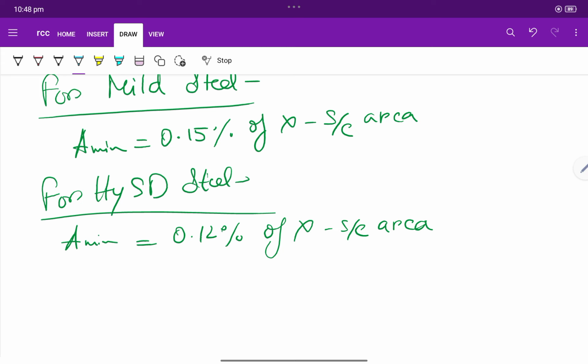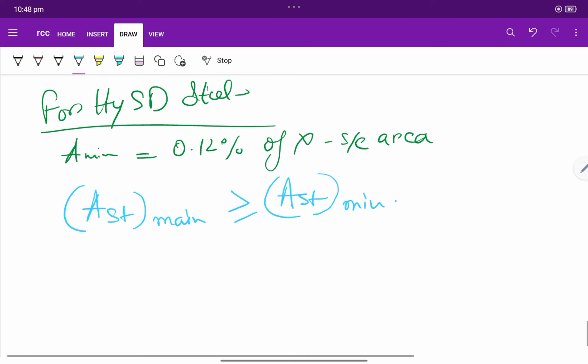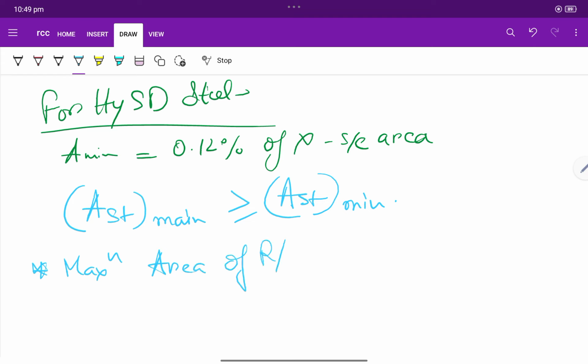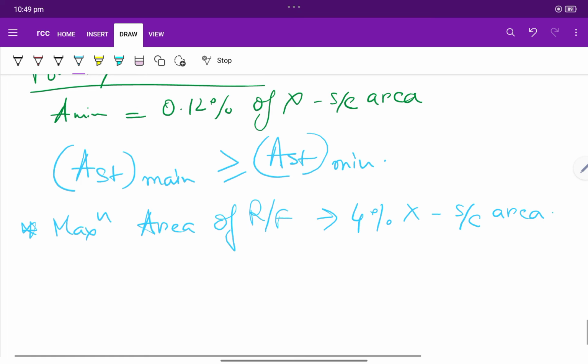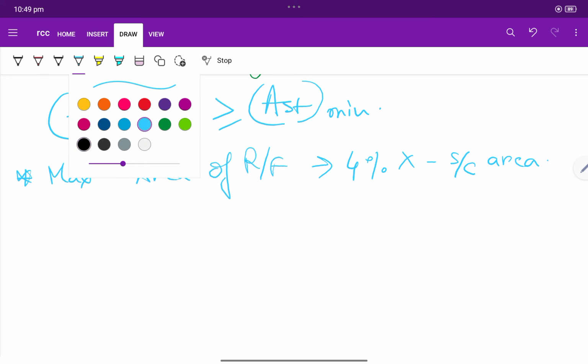Now the Ast main that we have calculated should be greater than or equal to Ast minimum. One more thing we can remember is that the maximum area of reinforcement is 4% of the cross section area. Okay. So now we will go to step 8.